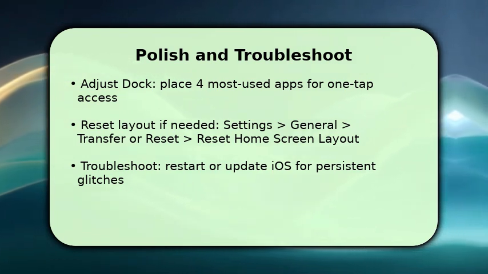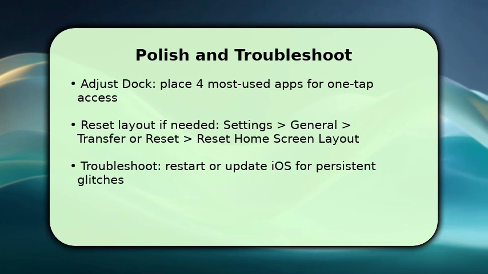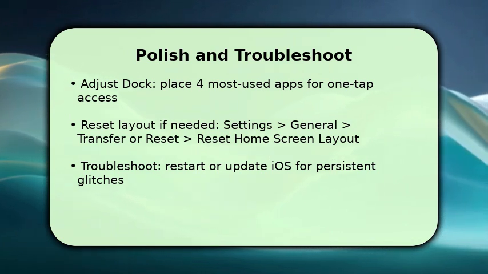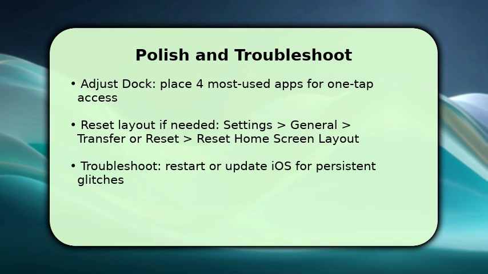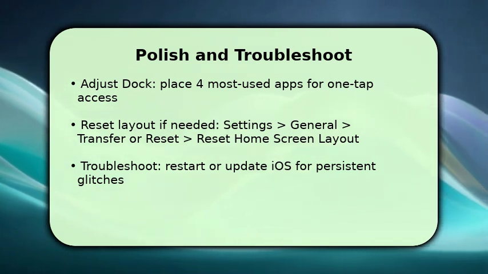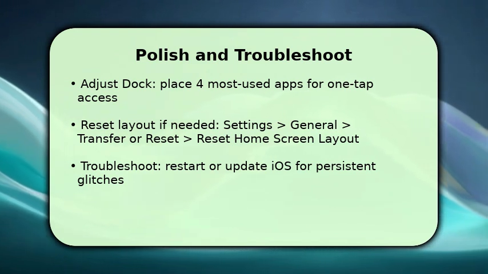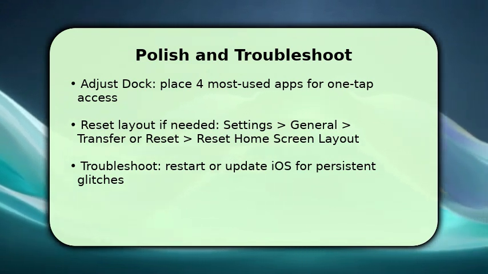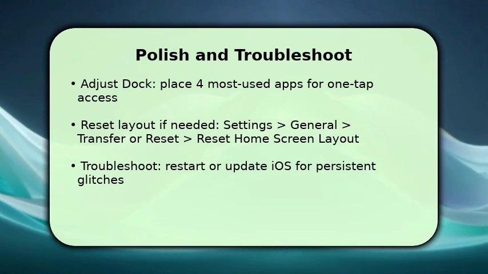If something looks off or icons are missing, reset the home screen layout in Settings General Transfer or Reset, then Reset Home Screen Layout to restore defaults without deleting data. If issues persist, restart the phone and check for iOS updates. Updating often fixes lingering visual or layout bugs.